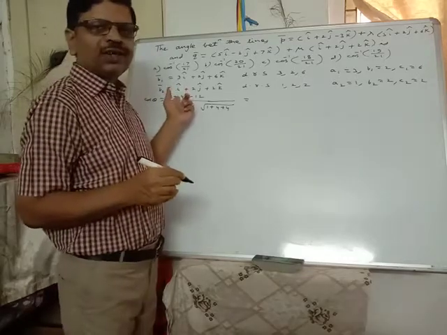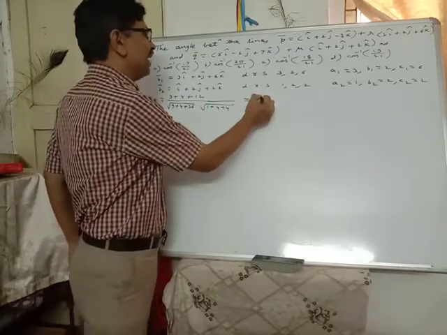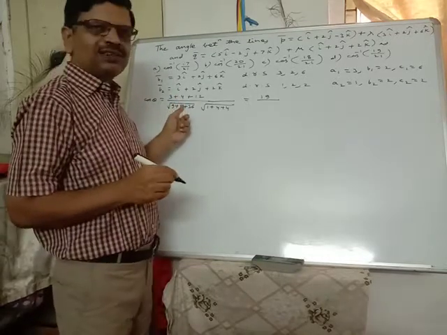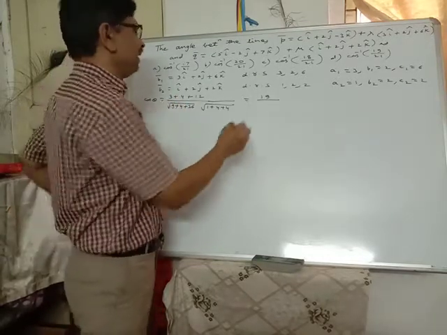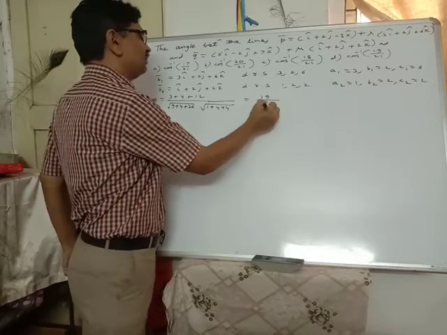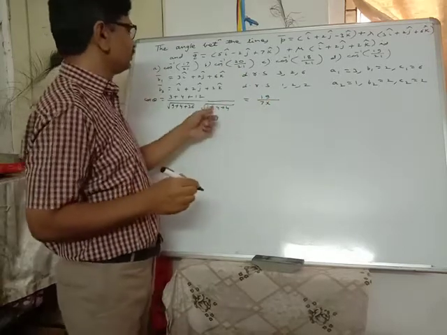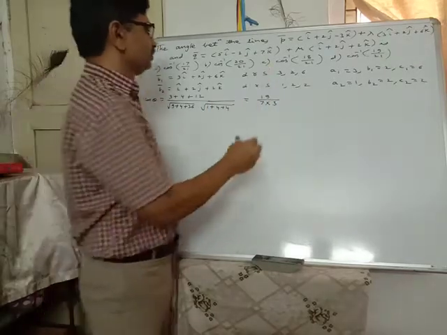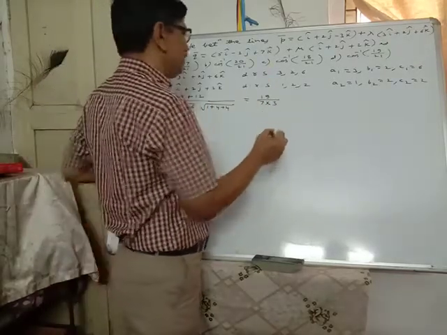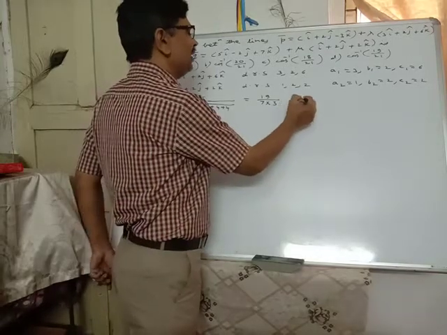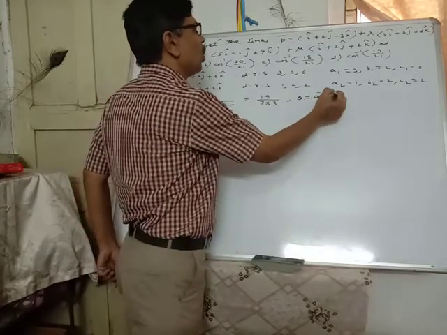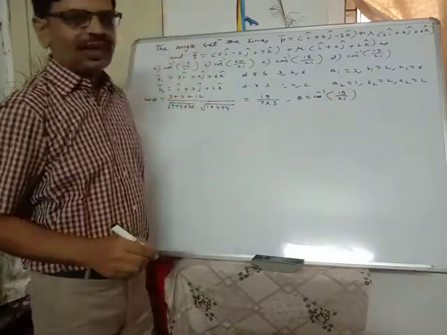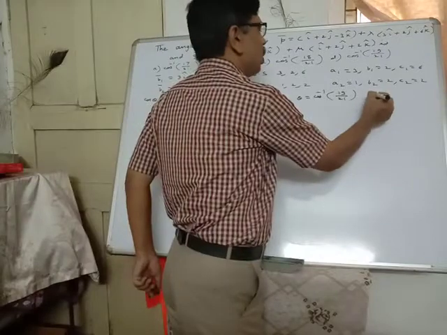3 plus 4 is 7, plus 12 is 19, divided by 36 plus 4 is 40, plus 9 is 49. 49 is a perfect square, root 7. 9 is a perfect square, root 3. 19 by 21 is the value of cos theta. It means that theta is cos inverse 19 by 21. And here the answer is option D.